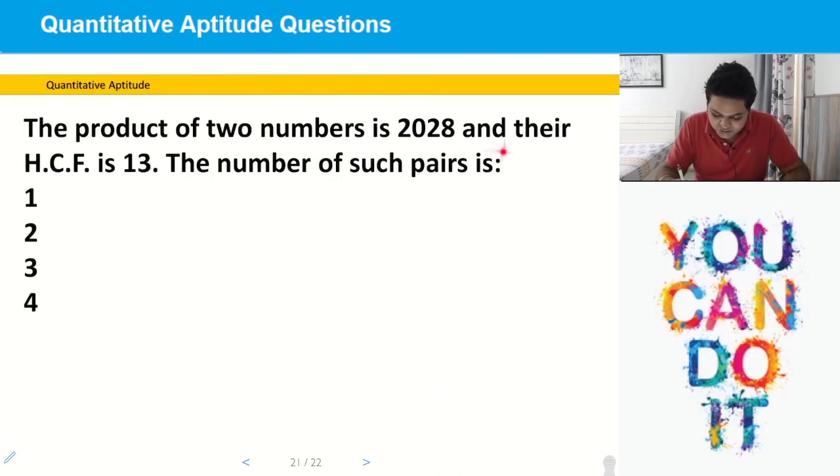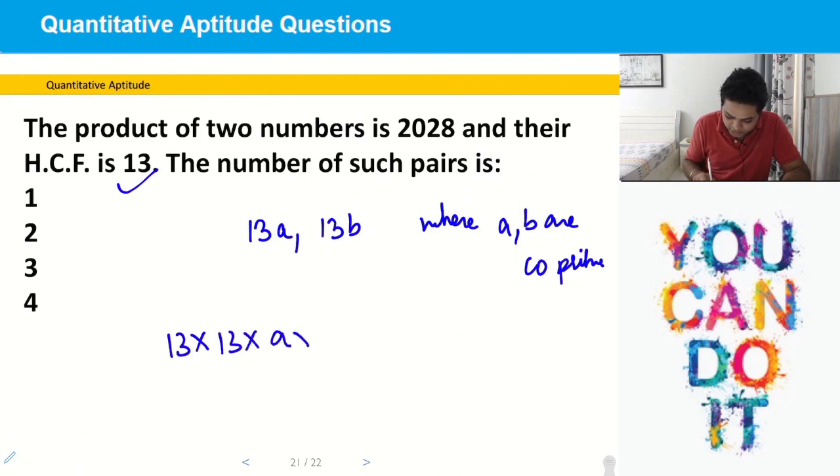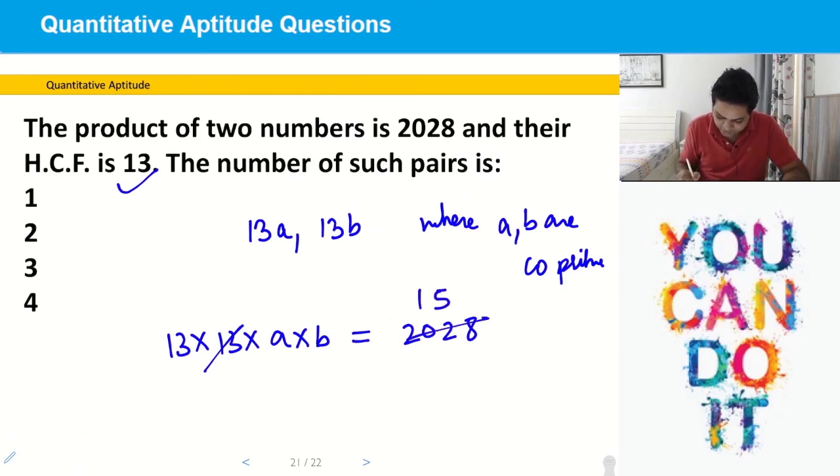The product of two numbers is 2028 and their HCF is 13. The number of such pairs is? So if HCF is 13, that means these numbers are 13a and 13b, where a and b are co-prime. Now the product of these numbers, that is 13 into 13 into a into b, equals 2028. Let's divide them. So 13 1s are 13, 13 5s are 65, 13 6s are 78, and divide by this as well. So 13 1s are 13, 13 2s are 26. So we have a into b equals 12.